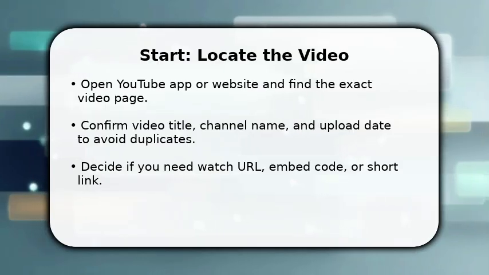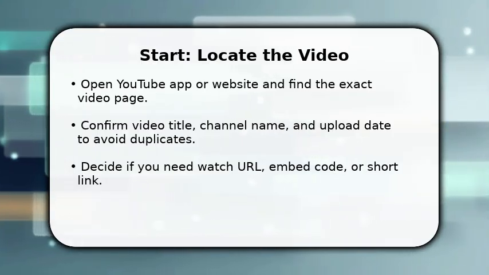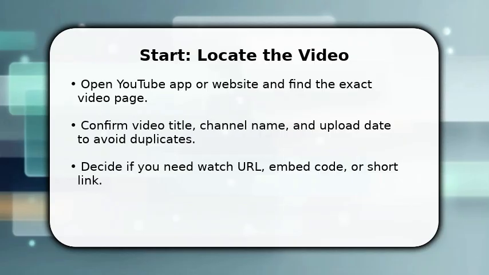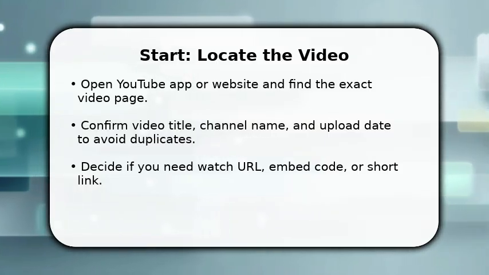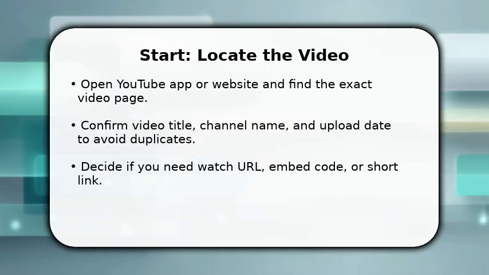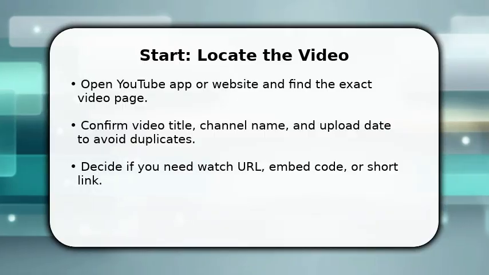You're on YouTube and ready to grab a link. First, open the specific video page so the browser or app shows that video's address. Once done, verify title and channel to ensure it's the correct clip. Make sure to choose the type of URL you need: full watch link, short URL, blink, or embed code, because each serves different uses. This initial choice saves time later and prevents sharing the wrong resource.